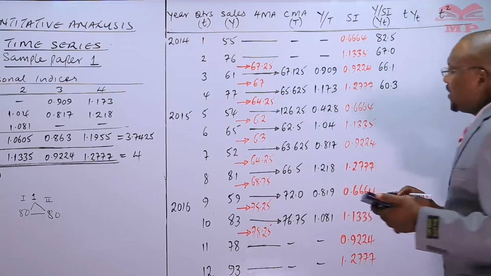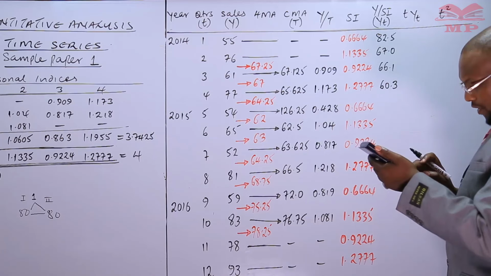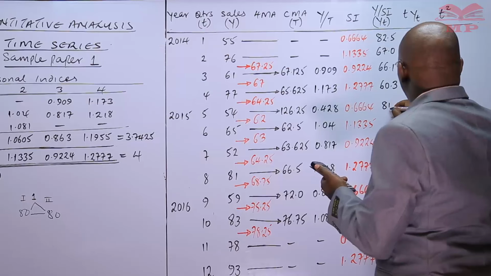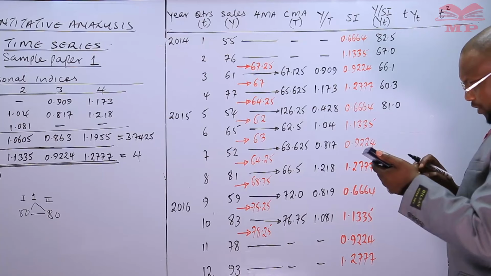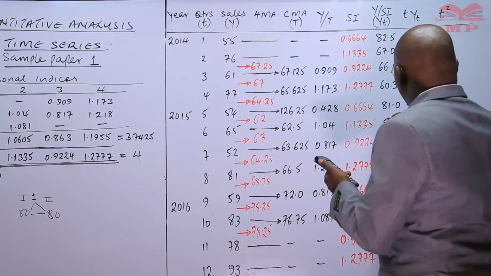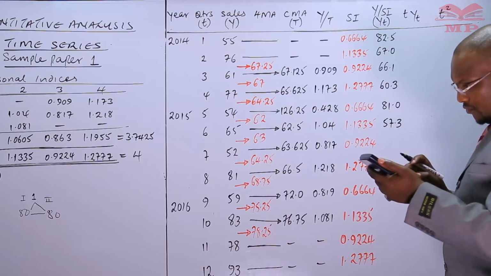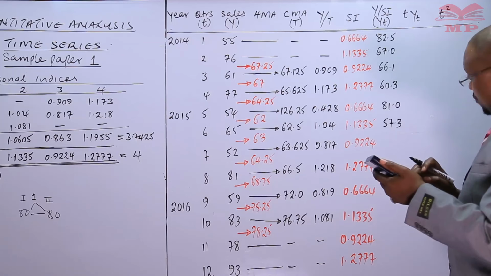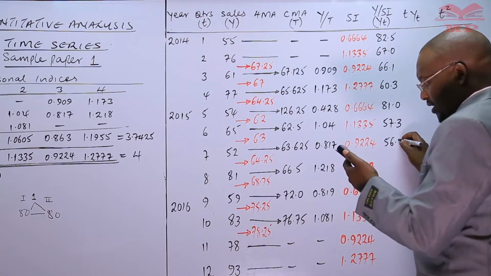This is 60.3. This is 54 divided by 0.6664. This is 81.0. 65 divided by 1.1335. This is 57.3. The other one is 52 divided by 0.9224. This is 56.4.